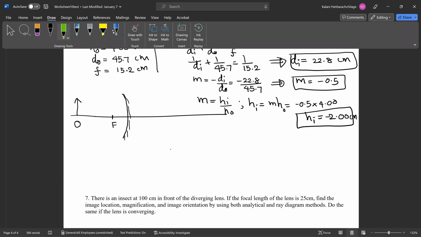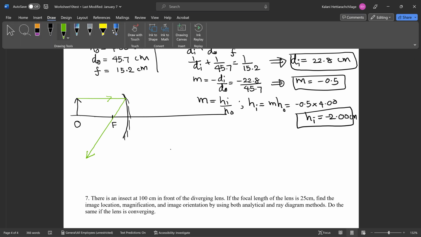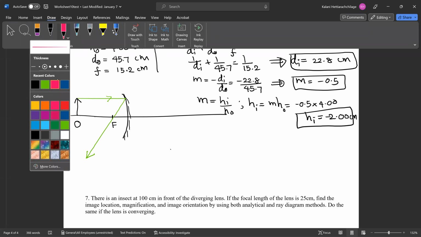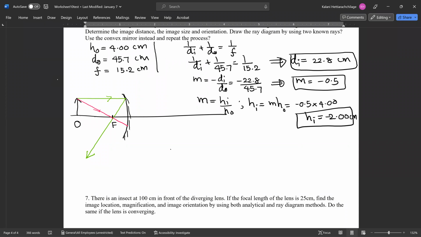Okay, so let's draw the first one. I'm going to send the light parallel to the axis. That should go through the focal point. So it will reflect back through the focal point. And then I'm going to choose a different ray, maybe the center one, maybe the one going through the focal point. I choose the one going through the focal point. That also should be parallel to the axis.